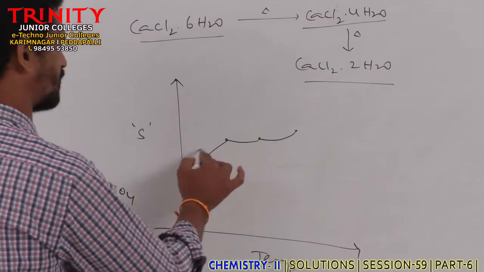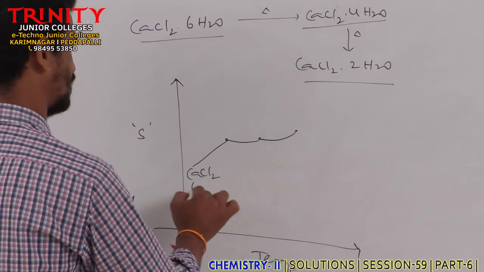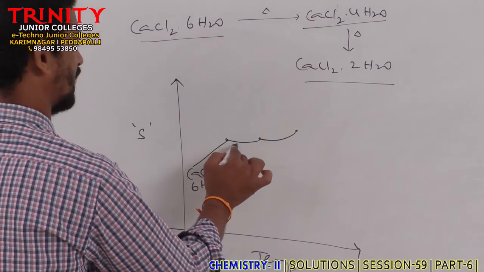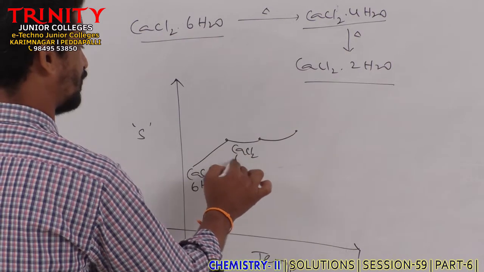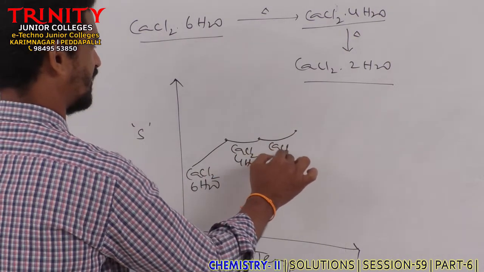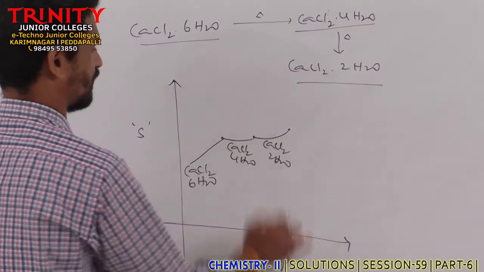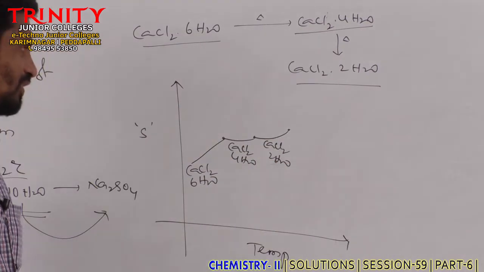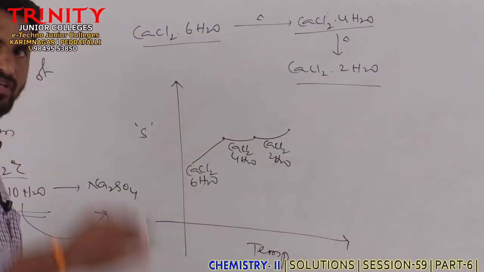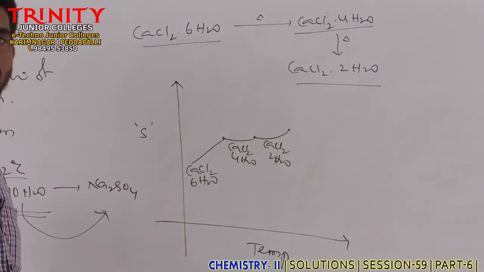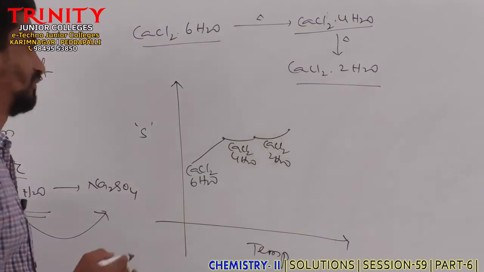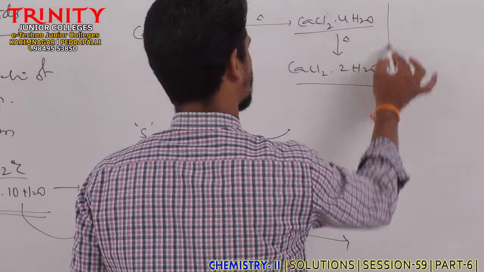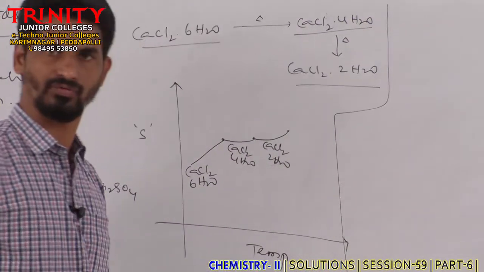Up to here, this is CaCl2 6H2O. Then at this point CaCl2 4H2O. At this point CaCl2 2H2O. And finally it becomes anhydrous calcium chloride. Like this, due to the change in physical form, the solubility will change. Is it clear? So this is about the effect of temperature. Are you following or not?